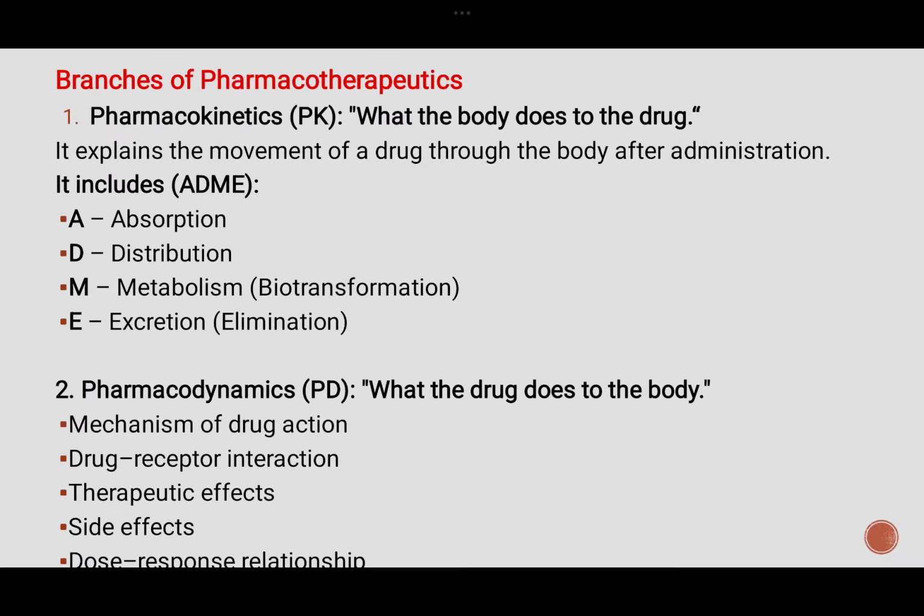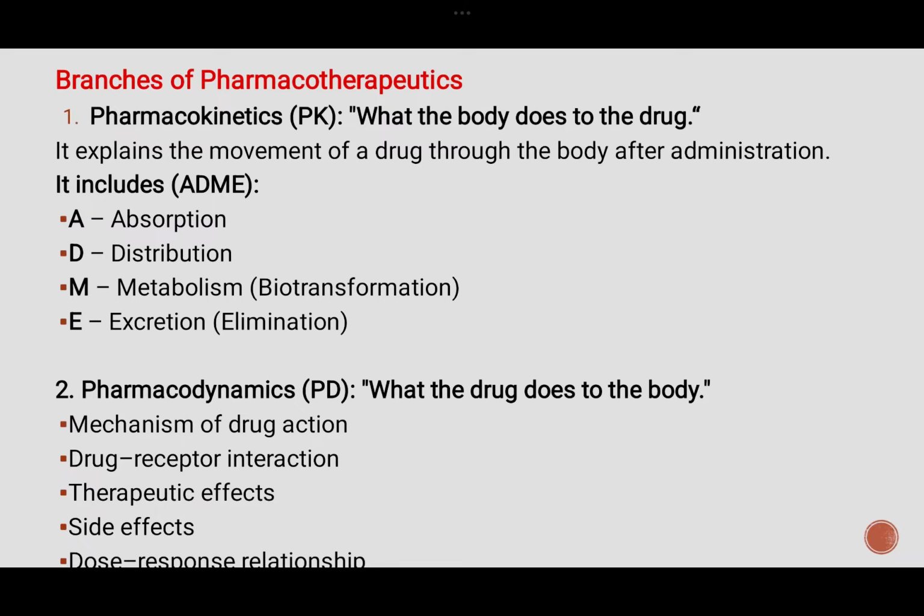Now, moving towards branches of pharmacotherapeutics. There are two branches of pharmacotherapeutics, that is pharmacokinetics and pharmacodynamics. Let us understand each one in a very simple way. Pharmacokinetics. First, let us understand what is pharmacokinetics. Pharmacokinetics means what the body does to the drug.